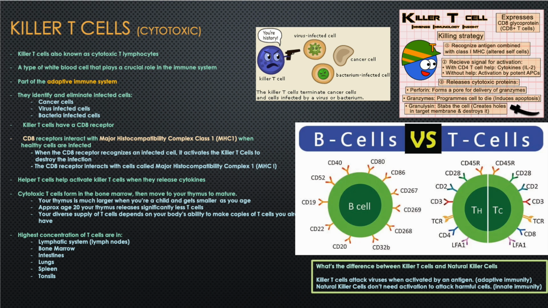When CD8 receptors interact with the major histocompatibility class 1 when healthy cells are infected, when the CD8 receptor recognizes an infected cell, it activates the killer T cells to destroy the infection. The CD8 receptor interacts with the major histocompatibility complex, the MHC1, as we've been discussing this whole time. Helper T cells help activate killer T cells when they release cytokines.